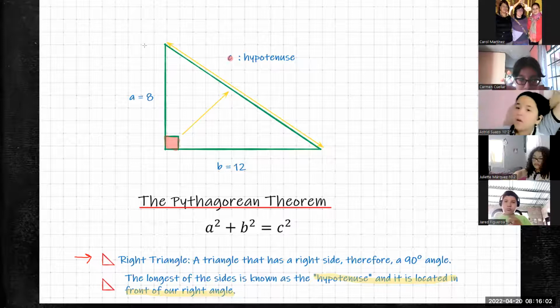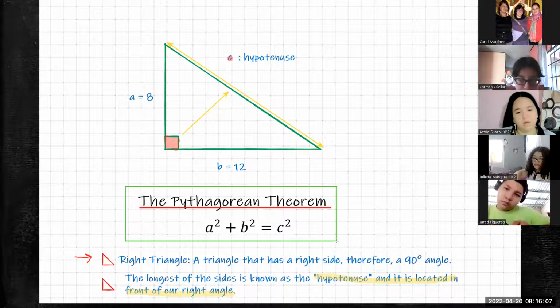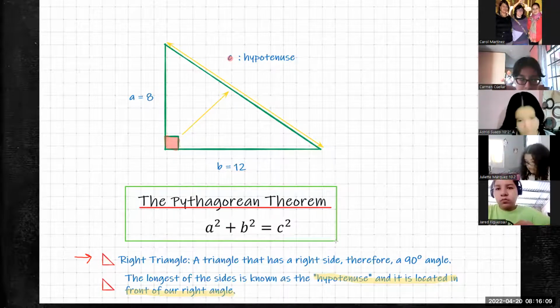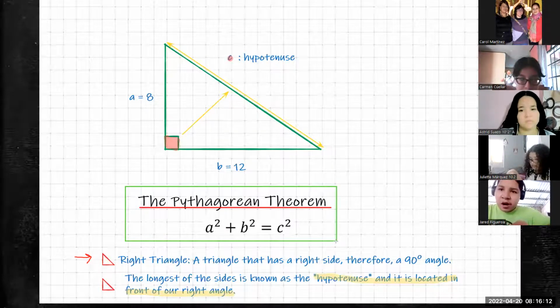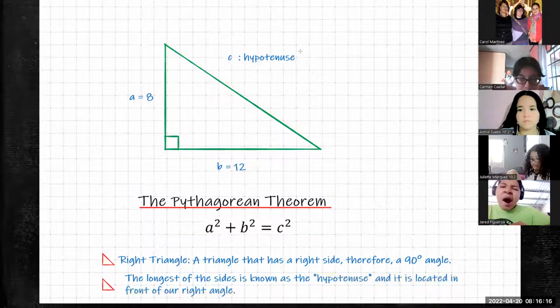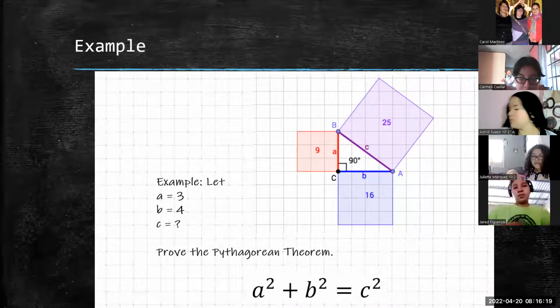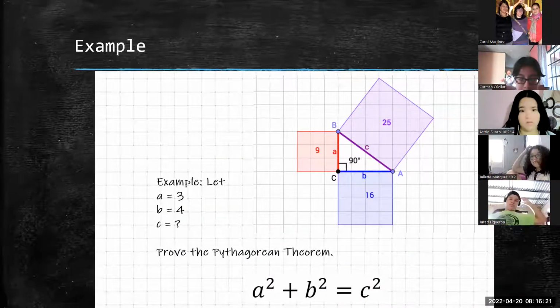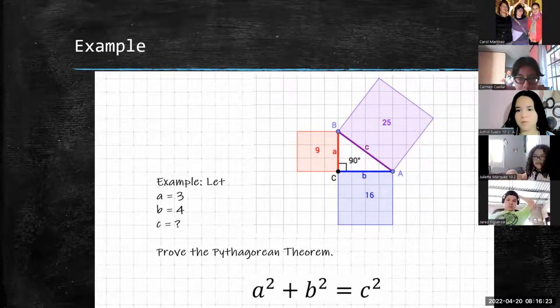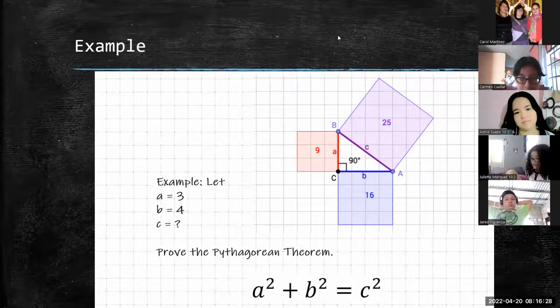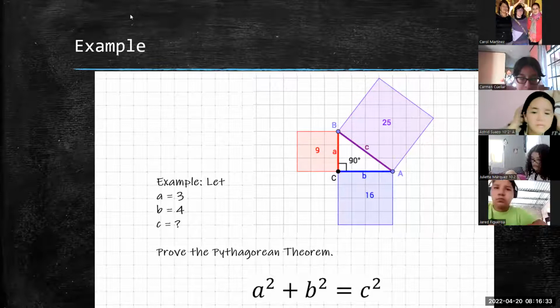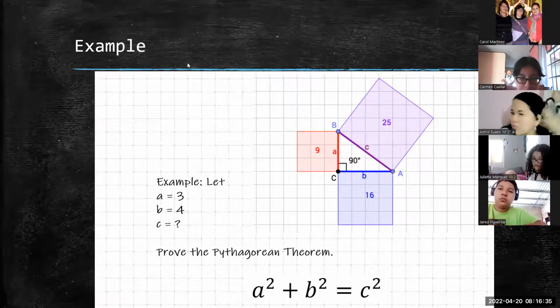What is the Pythagorean theorem? The Pythagorean theorem is this one over here: a squared plus b squared equals c squared. Then we have an example.